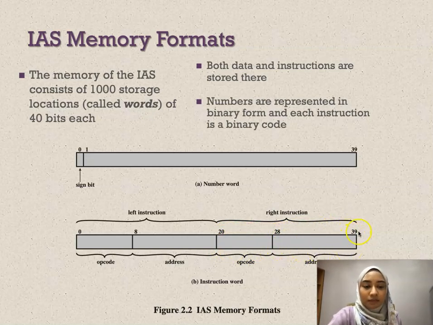So you see that even though it is 40 bits, it ends at 39 because you start at 0, as compared to when you start at 1, you end at 40. But when you start at 0, the 0 is counted as a number, so you end at 39. So the length is 40 bits. That is one instruction word. Okay? So numbers are represented in binary form, and each instruction is in binary code. So this was very different from ENIAC in a way that ENIAC was in decimals, in tens, right?